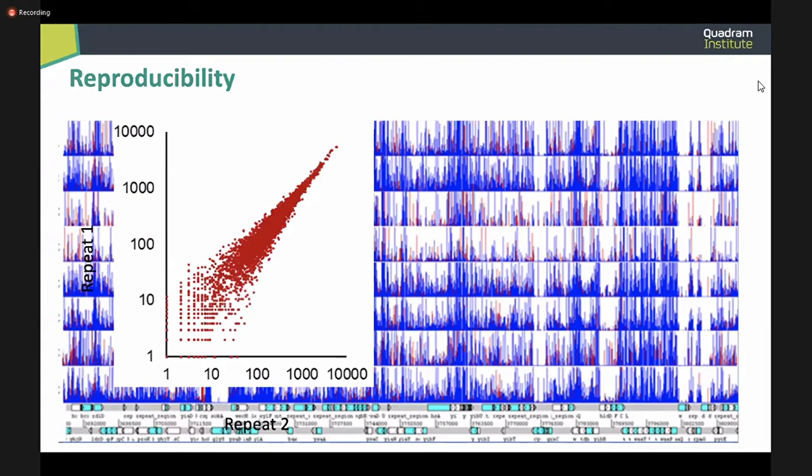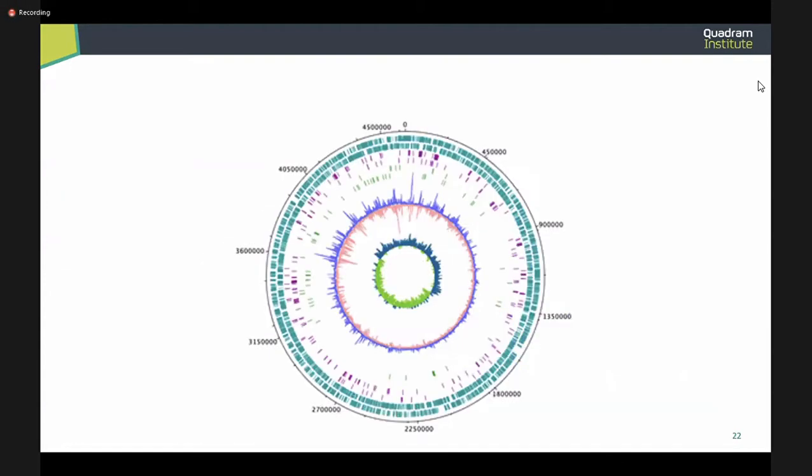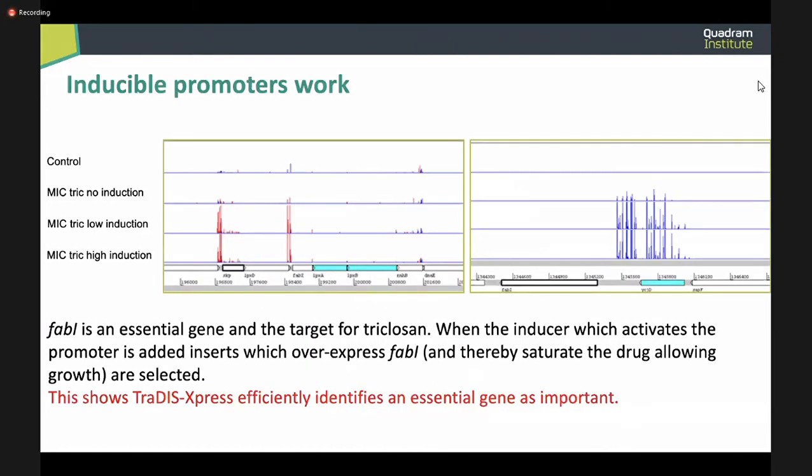And this is the distribution of insertions shown on the whole genome. The insertions are almost uniform all around the genome. So here is FabI on the right-hand panel. We can see that overexpression of FabI has happened here in this triclosan stress condition. We know from the literature already that it should happen. So it means our TraDIS Express is working.